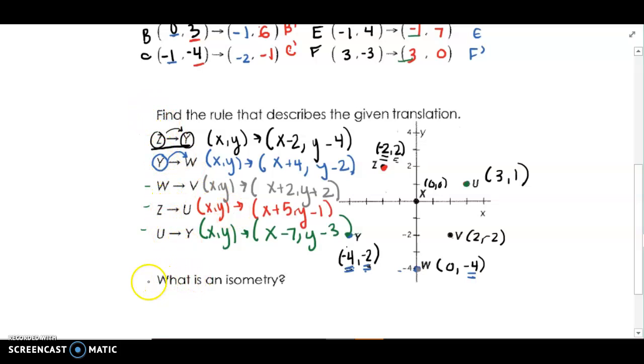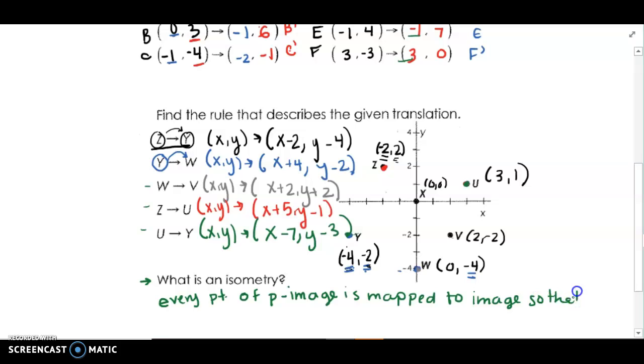All right, now to end this video, what is an isometry? It is when every point of the pre-image is mapped to the image so that the pre-image is congruent to the image.